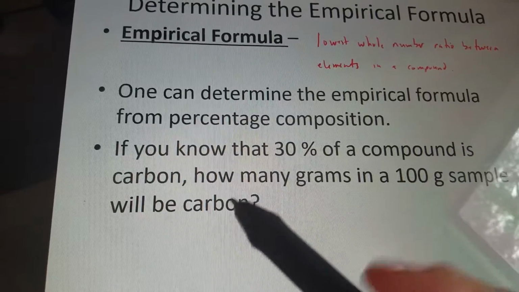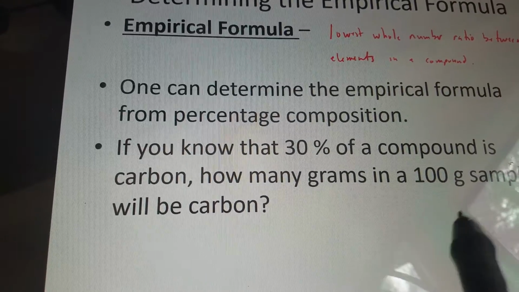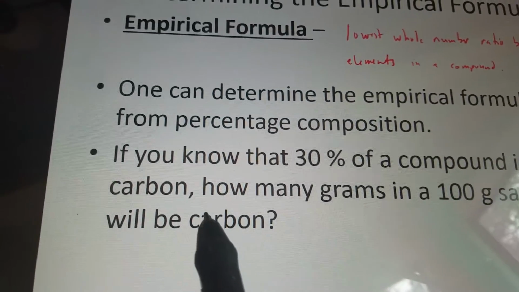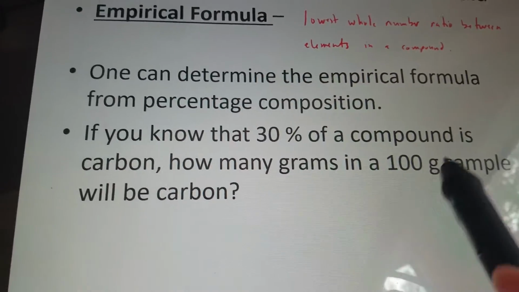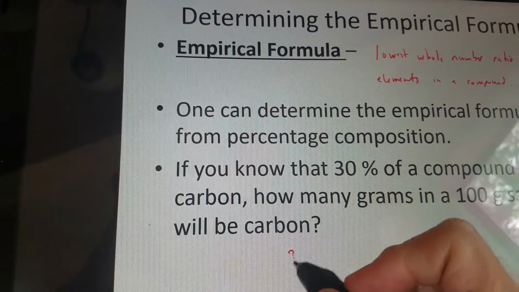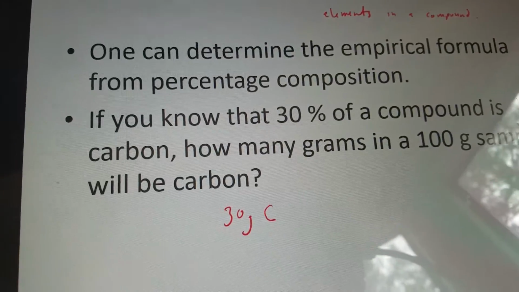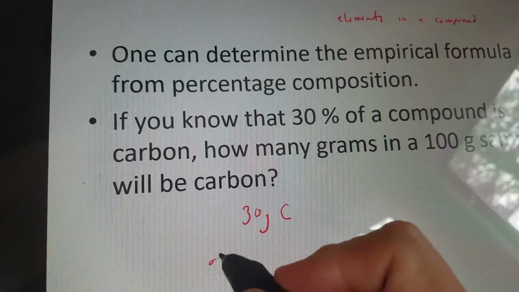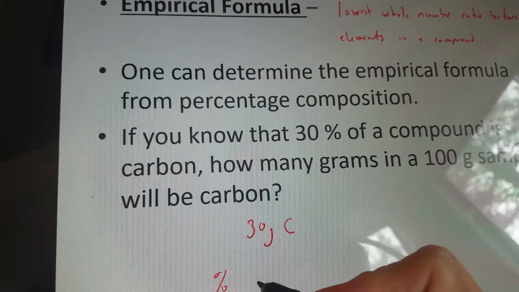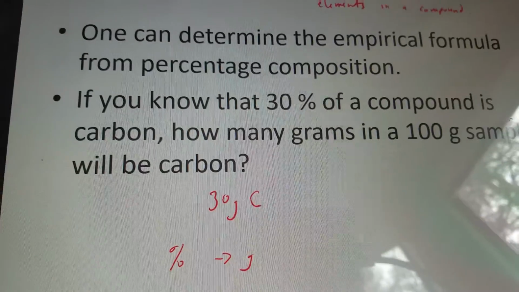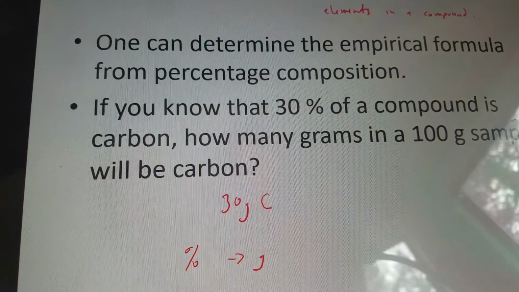So if you're given a percent composition of each element in a compound, let's say, for example, you have 30% of a compound is carbon, and you had a 100-gram sample, then you could assume that 30 grams of that compound would also be carbon. So basically all you have to do on these is take whatever your percentage is for each element, express it in grams, and then you're good to start on this particular process.